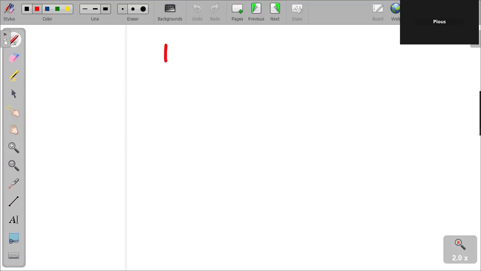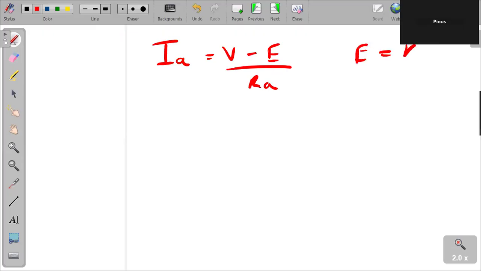So number one, using the formula IA is equal to (V minus E) over RA, knowing again that E is equal to K times N multiplied by phi, where K is the motor constant, N is the speed, and phi is the flux. So when the motor is loaded, the speed N decreases, resulting in the EMF also decreasing, and therefore IA increasing. That's the explanation we need with the aid of these two formulae. So that's basically 1.1 that I've just answered.